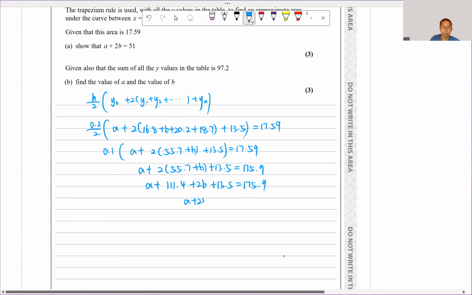So a plus 2b is equal to 175.9 minus 111.4 minus 13.5, which gives us 51. And that's the equation they want us to show.